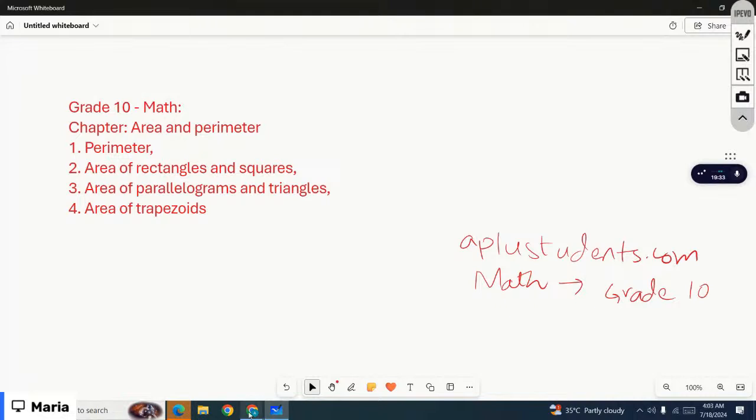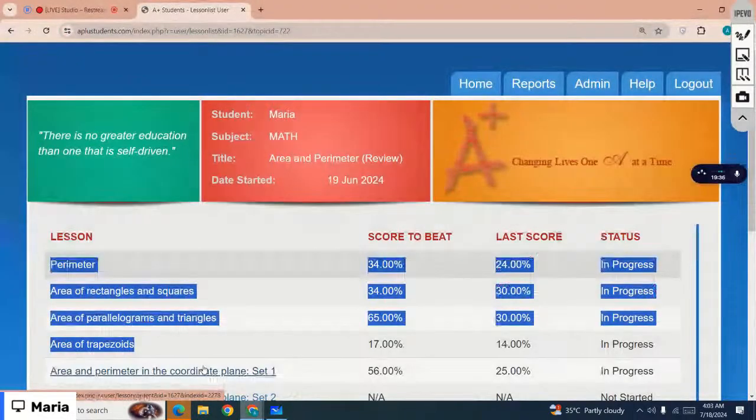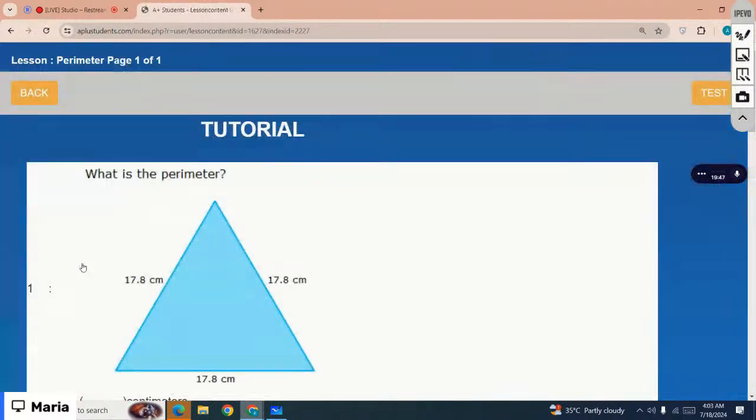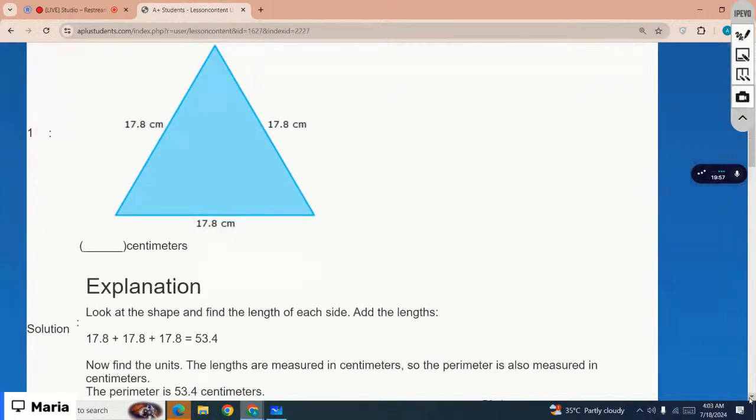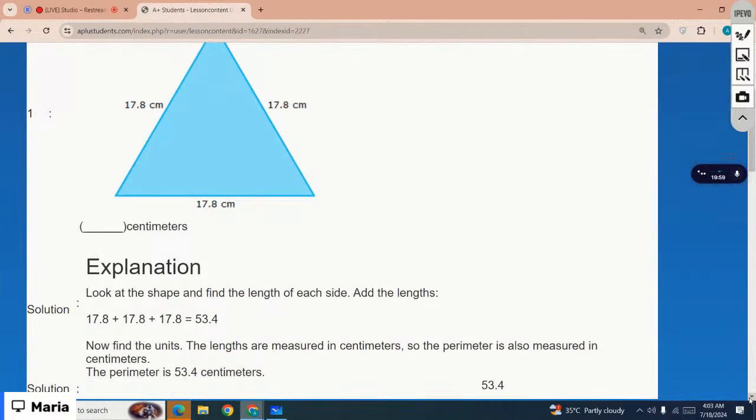Okay, here I'm on grade 10 math. The chapter we're going to start with is area and perimeter. Let's start with the first lesson, that is perimeter. What is perimeter? You need to calculate the perimeter of the triangle. Whenever we have to calculate the perimeter, that means you need to add all these side lengths, right? Just add the side lengths.